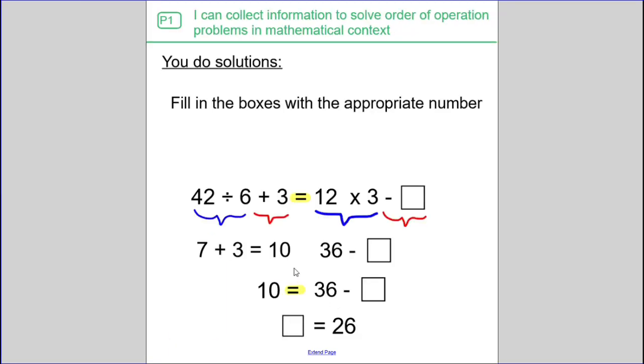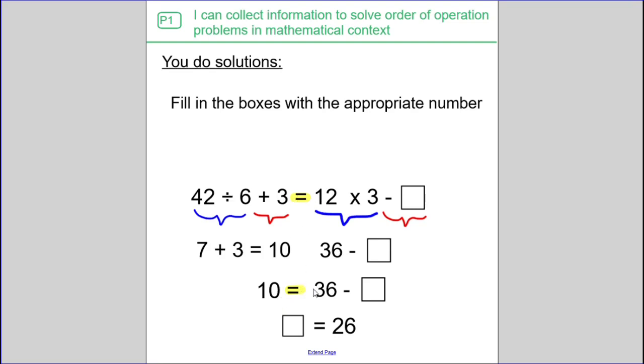Here are the solutions. So over here, we've got 42 divided by 6, which is 7. Then bring the rest of it down, and 7 add the 3 gives us 10. That's for the left-hand side. We're going to keep the 10 over there and move on to the other side. 12 times 3 gives us 36. Then we subtract a number. 36 subtract a number must give us 10.